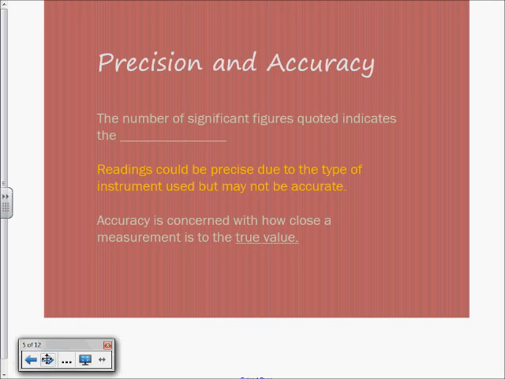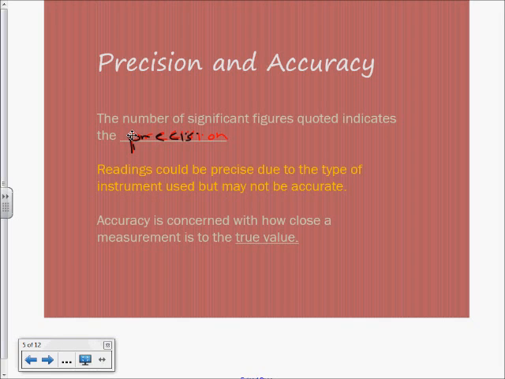Precision and accuracy, 2 words that in everyday language we might think mean the same thing, but they have quite distinct meanings. Precision, let's see what it says here. The number of significant figures quoted indicates the precision of an instrument.